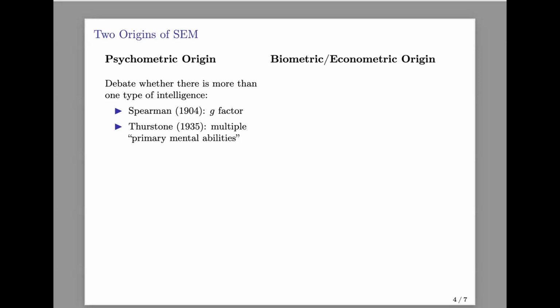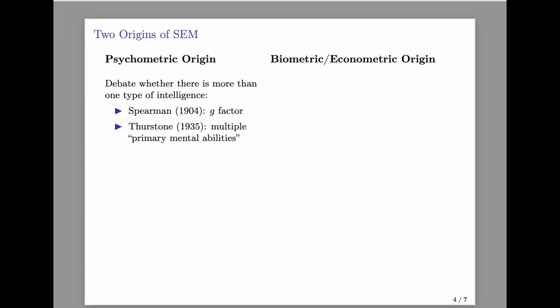On the psychometric side, during the early 1900s, psychologists were debating whether there is more than one type of intelligence. As you may recall from introductory psychology courses, Spearman proposed what is known as the G factor, which represents the general intelligence that underlies all cognitive abilities. In contrast, Thurstone argued that intelligence consists of several relatively independent abilities, which he called primary mental abilities.